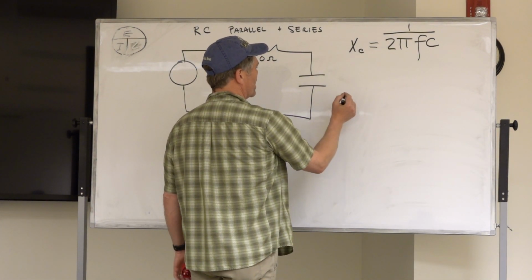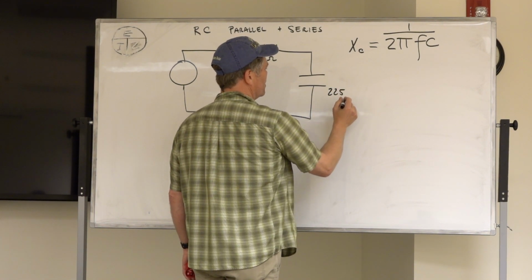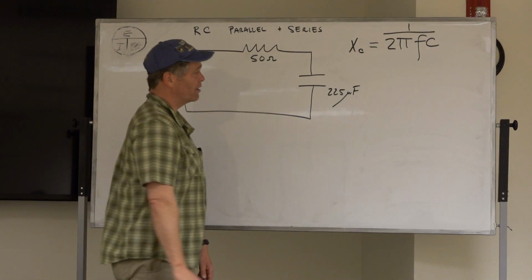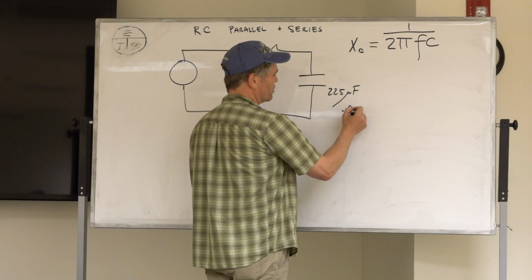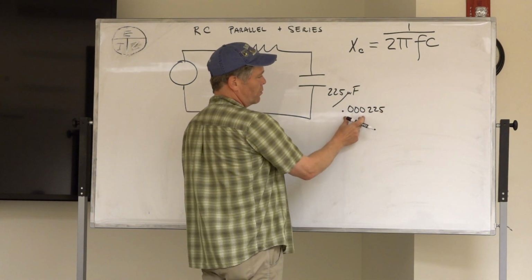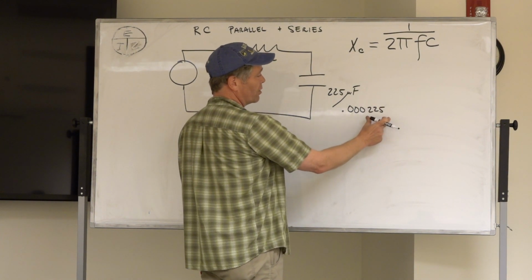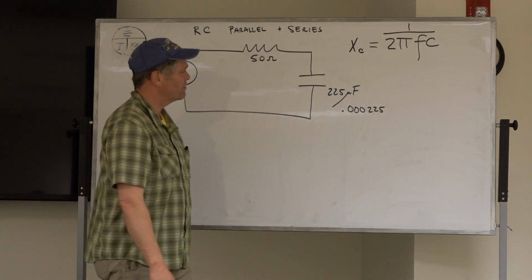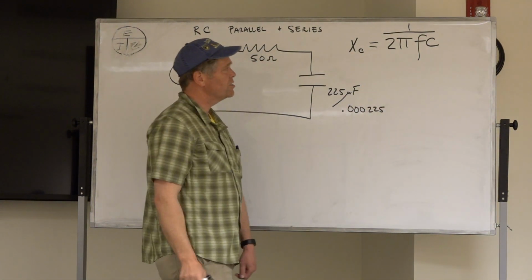I'm going to make one up right out of thin air, and I'm going to say 225 microfarads. So a microfarad is a millionth of a farad. So that number equals 0.000225. If it was millifarads, it'd be the first three digits past the decimal. But since it's micro, it's the next three. That's the same as 10 to the negative 6, for those of you that do scientific notation. So 225 microfarads is the number I have to dump into that equation.